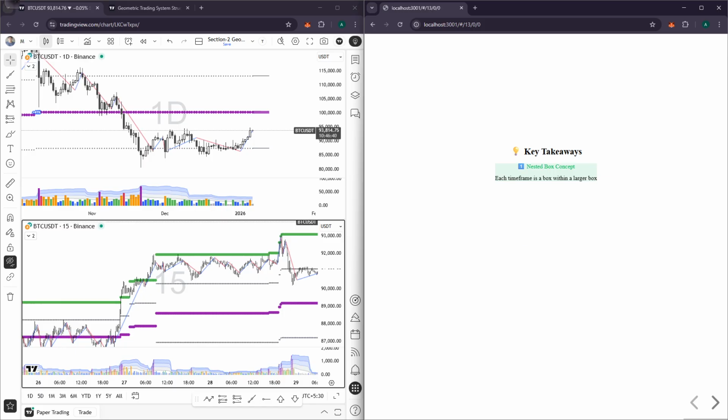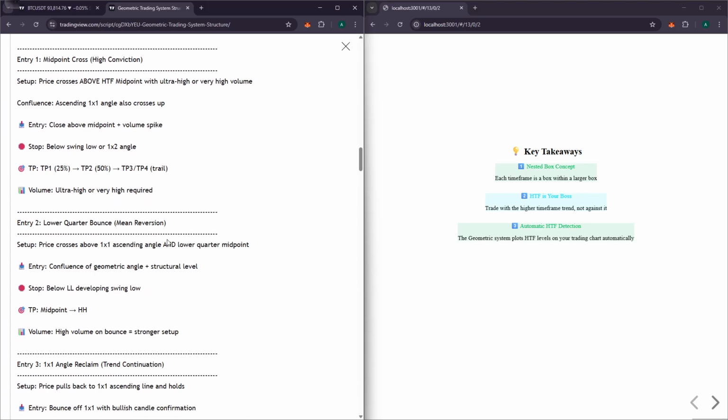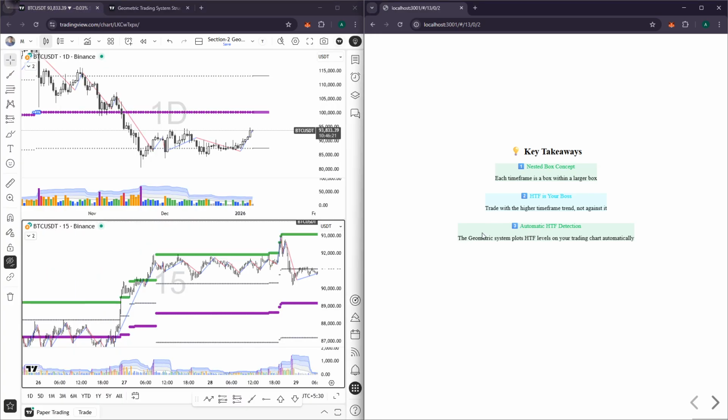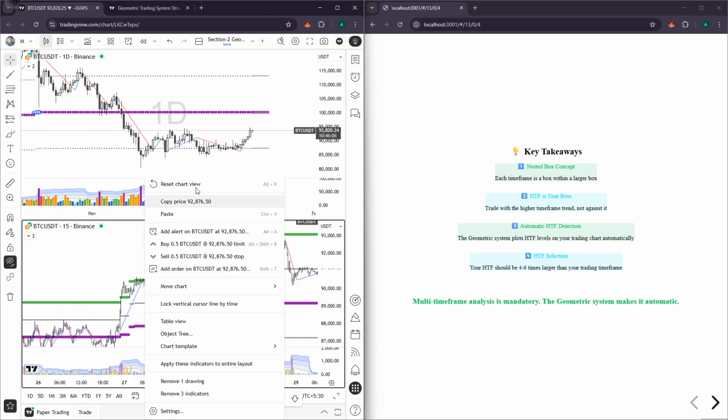Key takeaways: the nested box concept, which is each time frame is a box within a larger box. HTF is your boss. We know that we trade with the higher time frame trend and not against it. And automatic HTF detection, which is already built into the geometric trading system structure. You can read about it here. And HTF selection: your HTF should be 4 to 6 times larger than your trading time frame. So multi-time frame analysis is mandatory. The geometric system makes it automatic, which I have shown you.